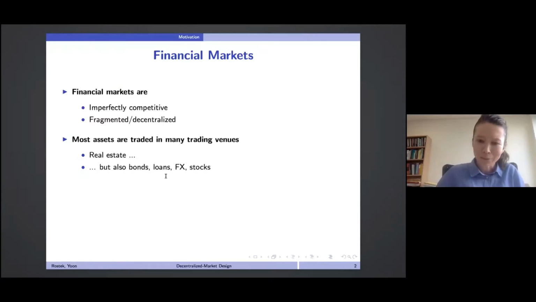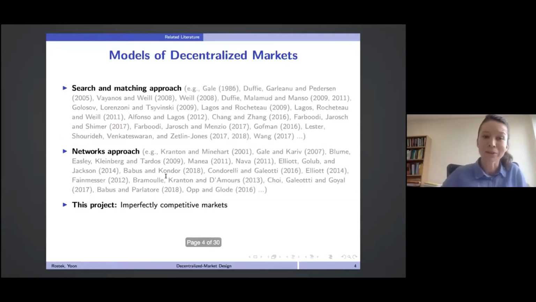We have a rich theory of design for centralized markets, for organized marketplaces such as auctions. The longer term objective of this project is to contribute towards developing the corresponding design principles for decentralized markets, along with a growing literature on decentralized trading, which has been particularly active in the past decade and a half. So the design question is really the one that keeps us up at night.